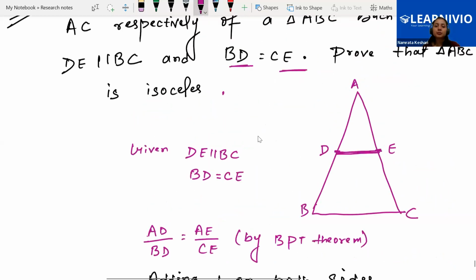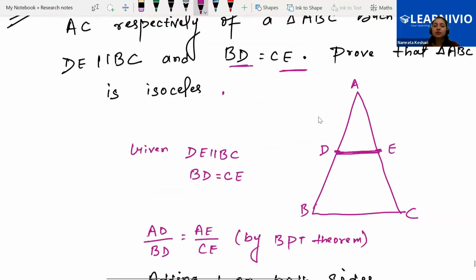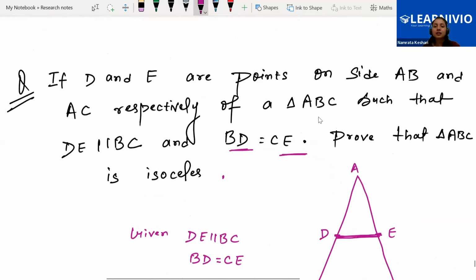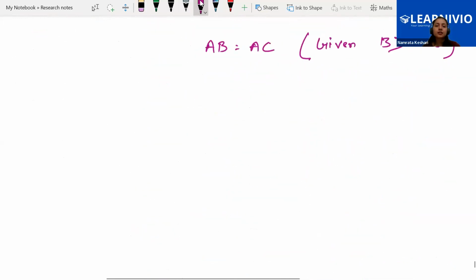So this is our problem. Okay, now let's start with the concept of similar triangles. Anyone having any doubt over here? Any doubt? Okay, let's continue with the concept of similar triangles.